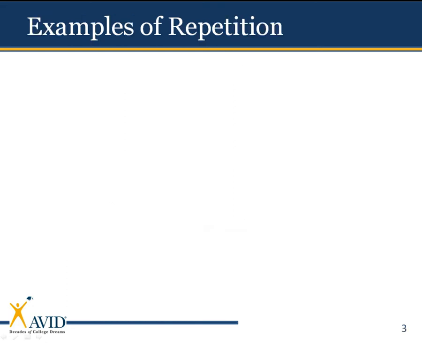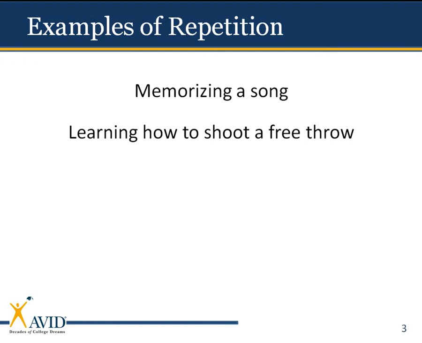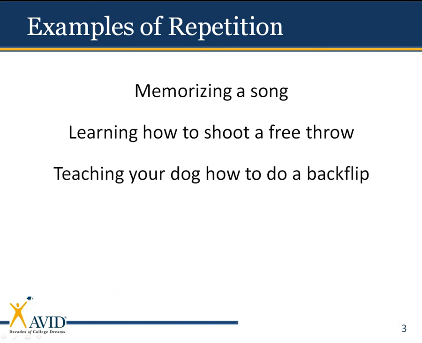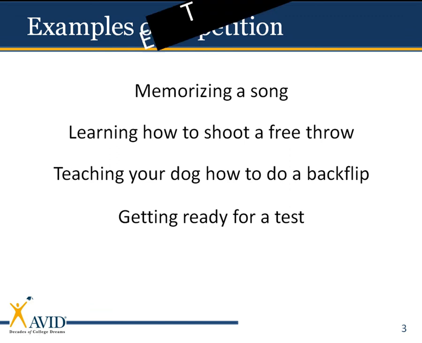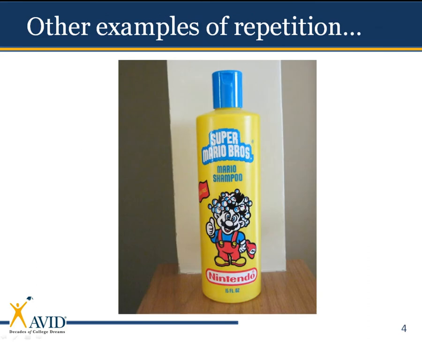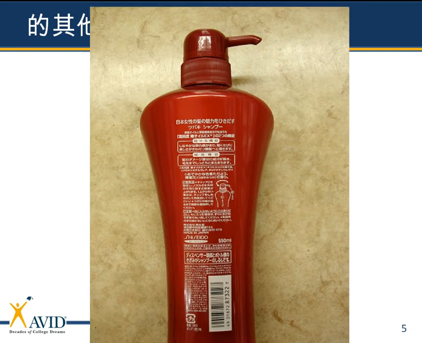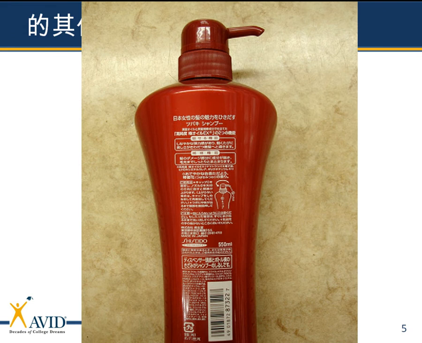Well, what are some examples of repetition in our life? Maybe if you're memorizing a song, maybe if you're learning how to shoot a free throw, maybe you're trying to teach your dog how to do a backflip, or maybe if you are getting ready for a test. All of those are examples of things that you learn through repetition. One more example, hopefully most of you wash your hair. Maybe some of you use Super Mario Brothers shampoo like I do. If you flip that shampoo over to the back, you're going to see instructions right there that say wash, rinse, repeat. Don't blame me if you can't read Chinese.